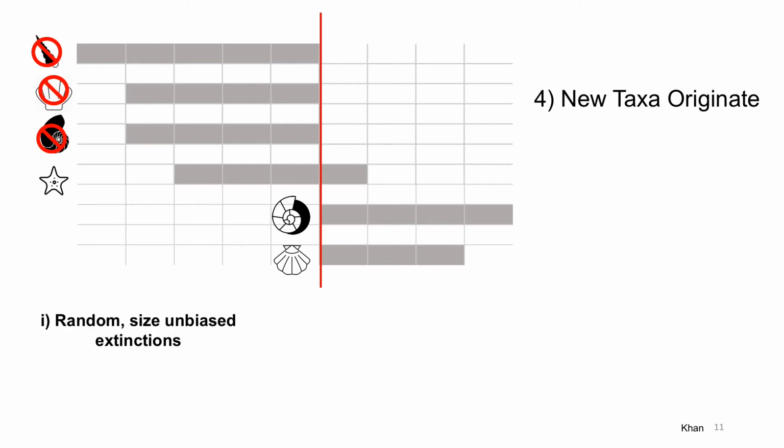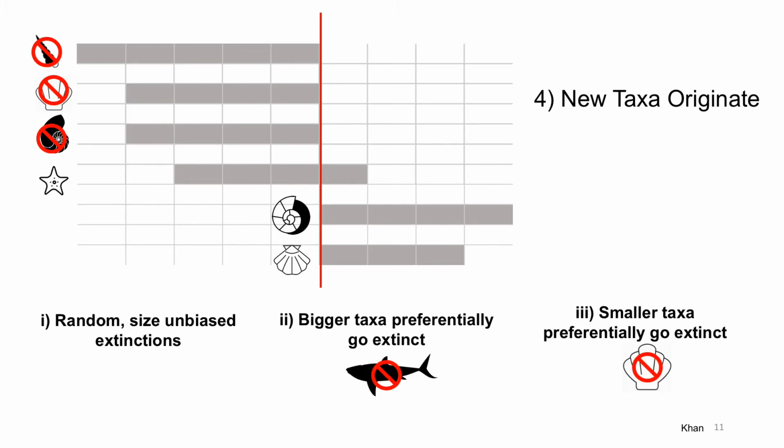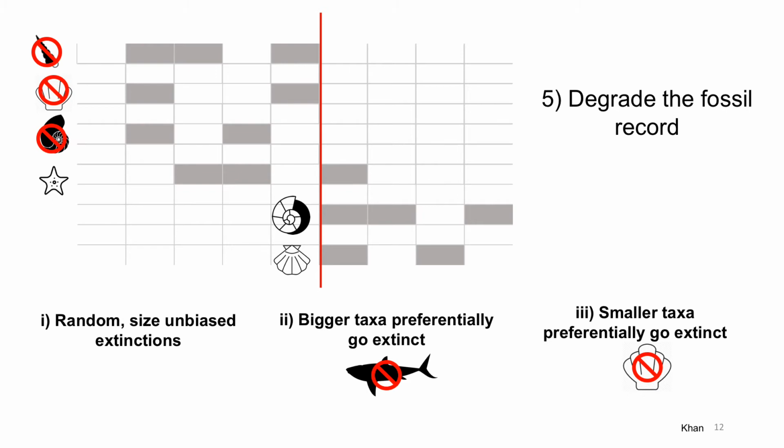In the first complete scenario, extinctions are random. In the second record, bigger taxa preferentially go extinct, and in the third, smaller taxa preferentially go extinct. All three of our complete records are then degraded by removing occurrences from our data set.